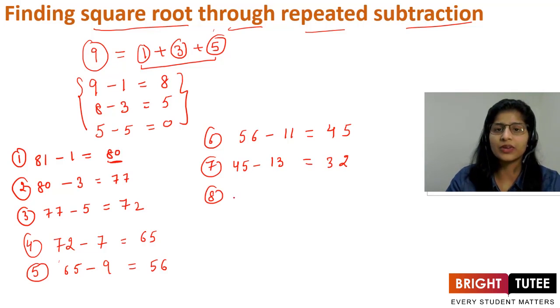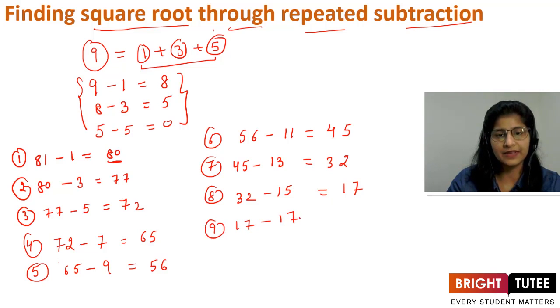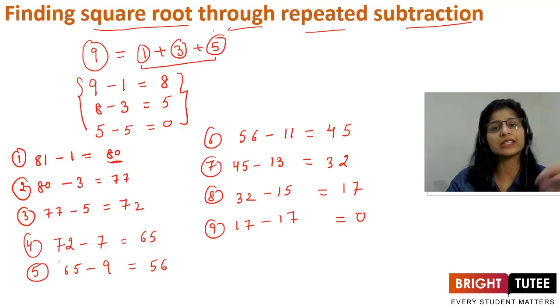Eighth step. So we are going to repeat the steps until we get 0 at the end. If this is a perfect square, then definitely we are going to get the answer as 0. Okay, now how to find the square root? This is what we are doing. So now the next step, from 32 we are going to subtract 15, right? And we are going to get 17 after it. Now the ninth step is, from 17 what is the next odd number? It is 17. If we subtract, we get 0.